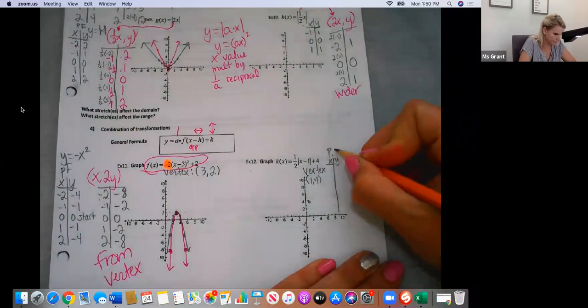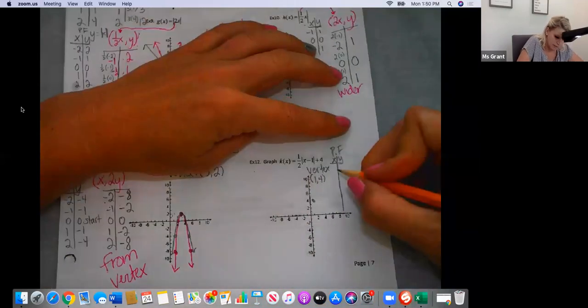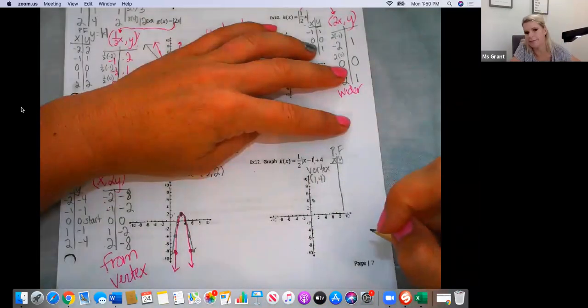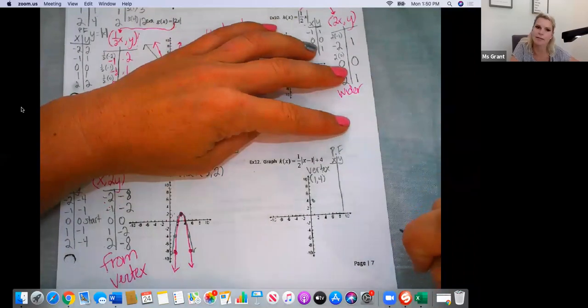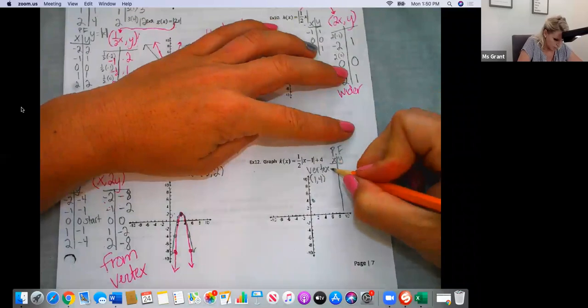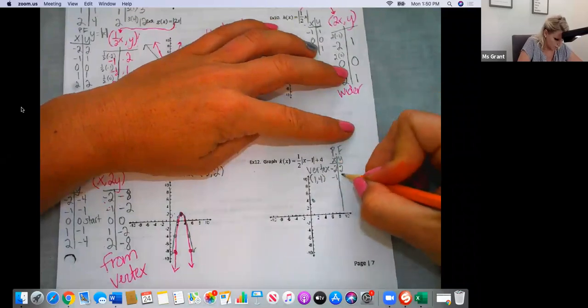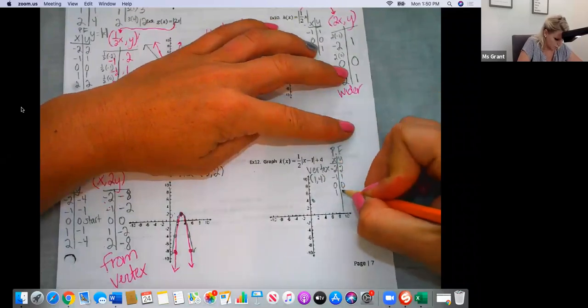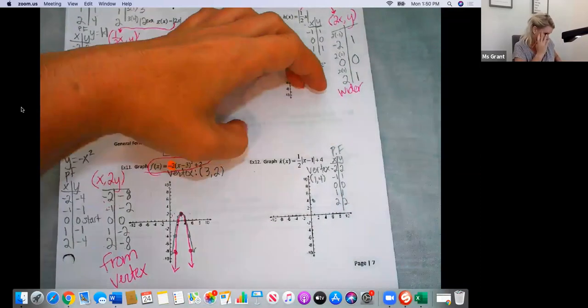Parent function. Ready? Hey, it's absolute value. This is different. Absolute value is like every number itself. Negative 2, 2. Negative 1, 1. 0, 0, 1, 1, 2, 2. Okay?